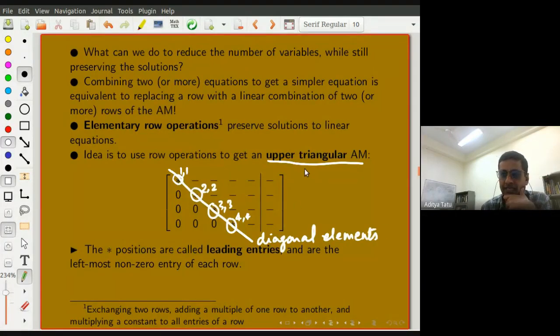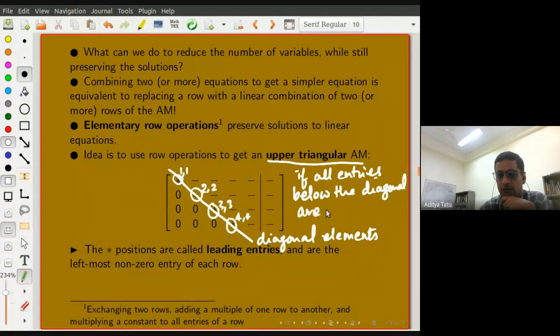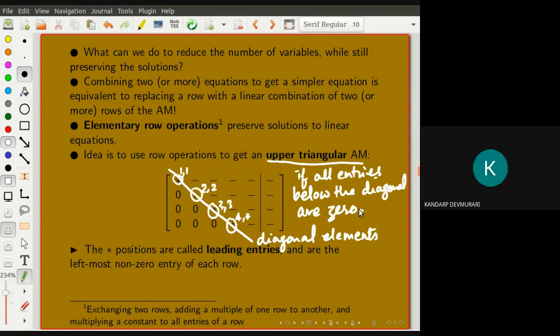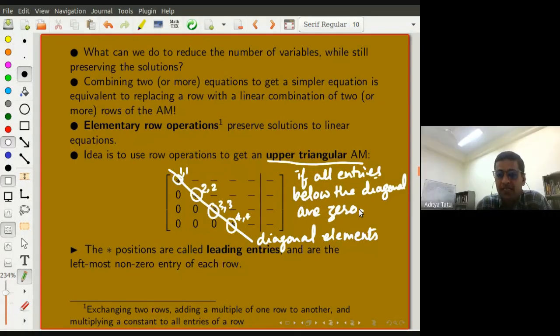So a matrix is called an upper triangular matrix if all entries below the diagonal are 0. That is the definition of an upper triangular matrix. How does that help, by the way? It helps in eliminating the variables. I mean, this process is basically replacing variables, right? Reducing the number of variables.